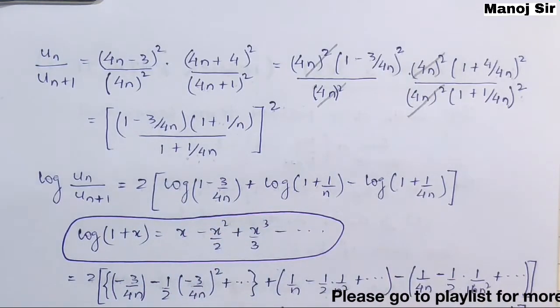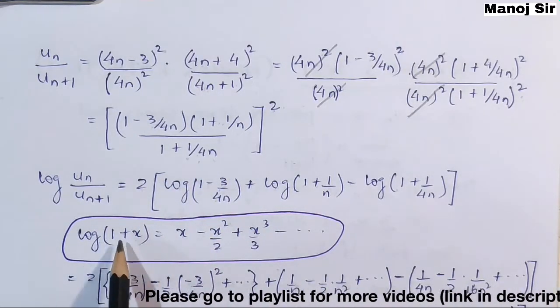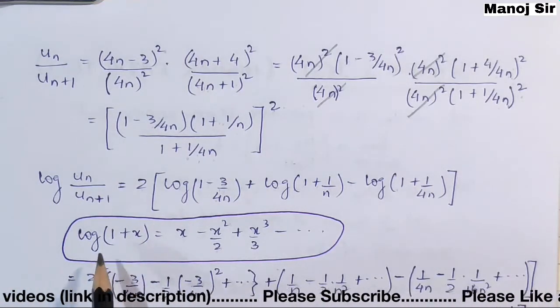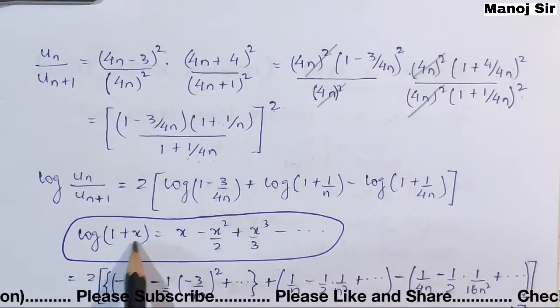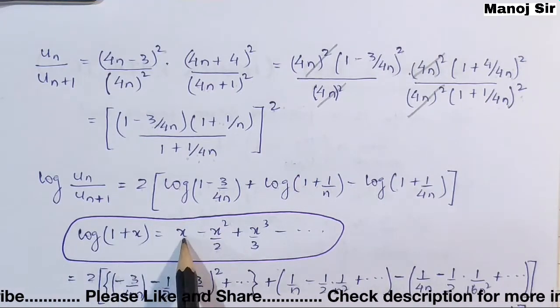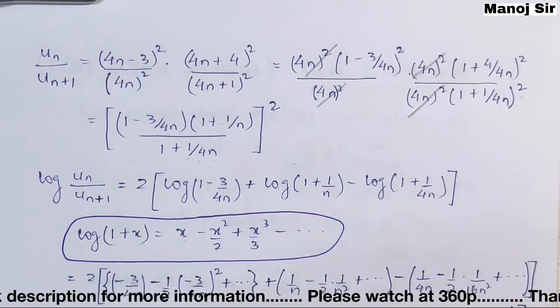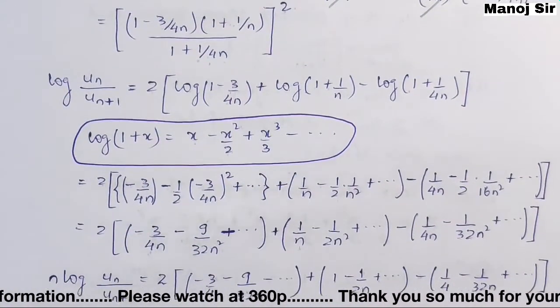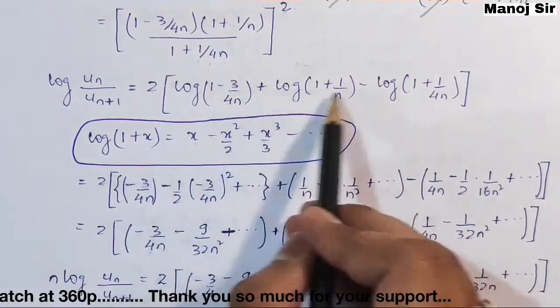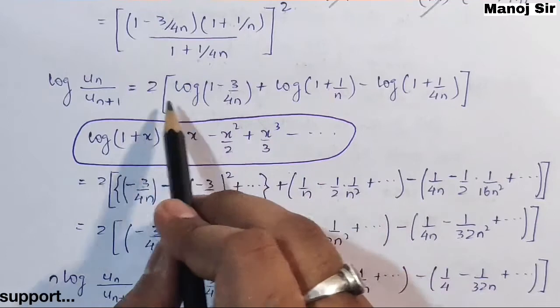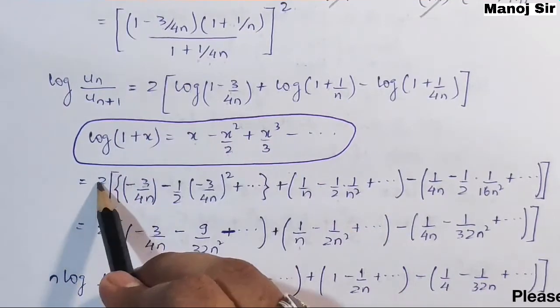Now we need to expand this. We need to know what is log 1 plus x. You should know the formula or expansion for log 1 plus x. What is log 1 plus x? x minus x square upon 2 plus x cube upon 3 minus dot dot dot. So we will be expanding each term of the log. If you see, first here we have 2, I write this 2 here.